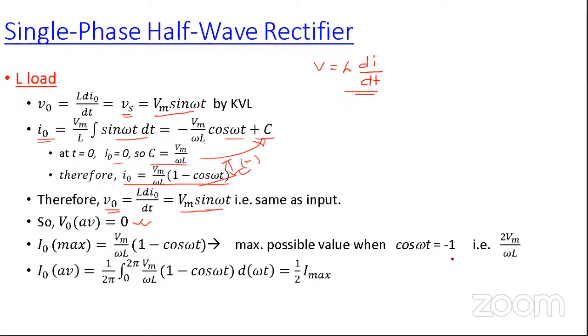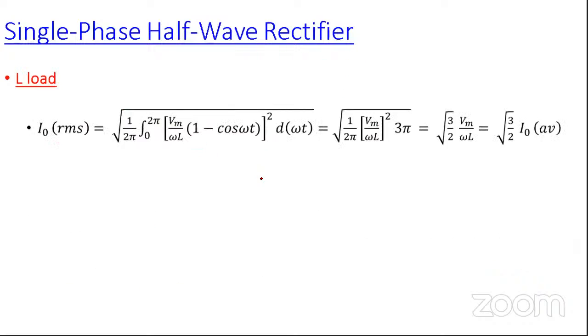I0 max we find is 2 Vm by omega L, and I0 average is basically 1 by 2 pi, integral from 0 to 2 pi of Vm by omega L times (1 minus cos omega t) d omega t. So this is the equation of the average current. Similarly, you have to find out what is IRMS. The same expression you have to use.